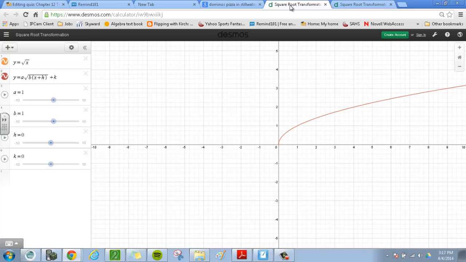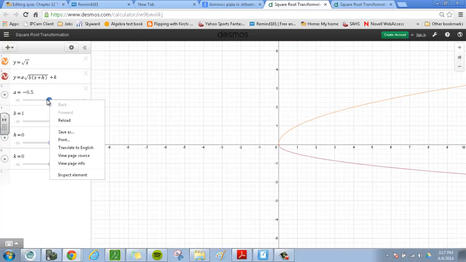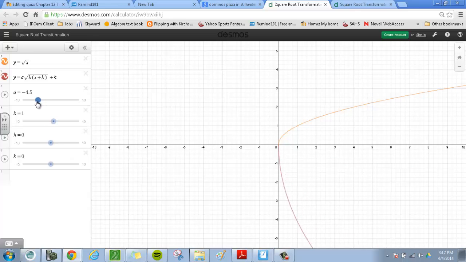Notice this third line down, there's an a, and a equals 1. I'm going to manipulate it and we're going to see what happens. As I manipulate this a, it looks like it gets wider as it gets bigger. When it's less than 1, it's getting a little skinny. And when it becomes negative, it flips to the bottom side, upside down. So it looks like those are some traits that we can put in for the a.